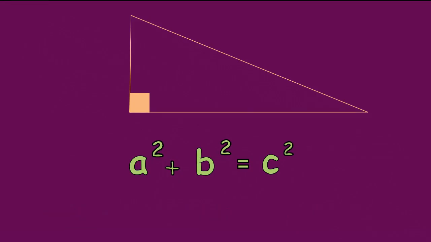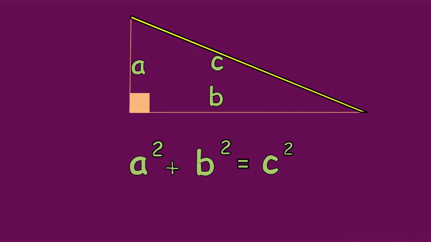To find the length of any missing side, we first must label the sides as A, B, and C. Now, A and B can be any side that touches the right angle. It doesn't matter what order they're in, but C has to be the longest side, the hypotenuse. It's the diagonal side, across from the right angle. If we know the lengths of two of these sides, we can find the third side by using the equation A squared plus B squared equals C squared.